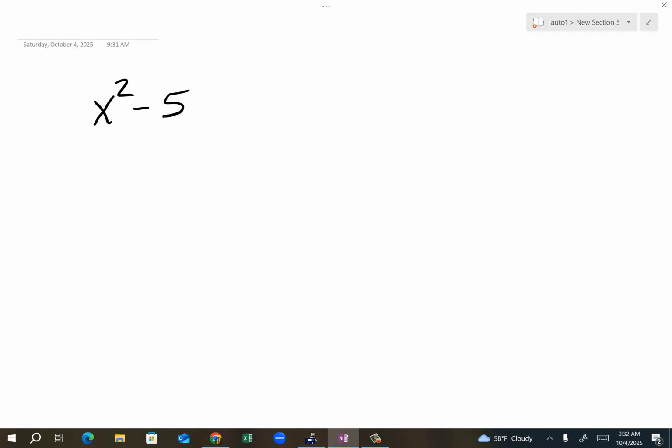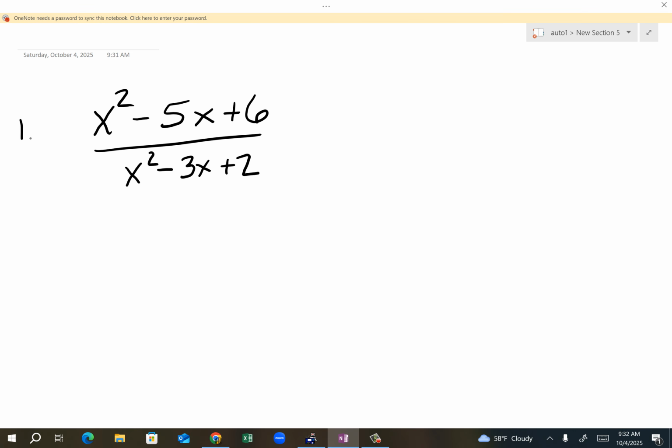So if you had this one here, take the limit as x approaches 2. What do you get? Well, you get 4, so minus 10 plus 6 is 0 on top. And on the bottom, you get 4 minus 6 plus 2 is 0. You get 0 over 0. And again, if you have a polynomial over a polynomial, you have yourself a rational function.